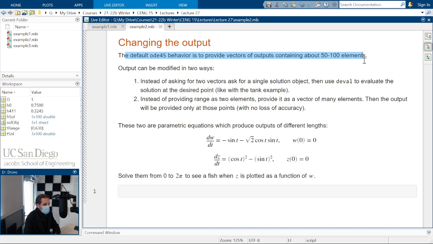If you had checked the actual length of the ones that we had before, they would have been 49 elements, which is pretty close to 50. There are two ways that we can modify the outputs. One is what you just did, so I don't know if you need to write this down all over again, but you use d-eval with a solution object. So that's one way to adjust the output that we have.